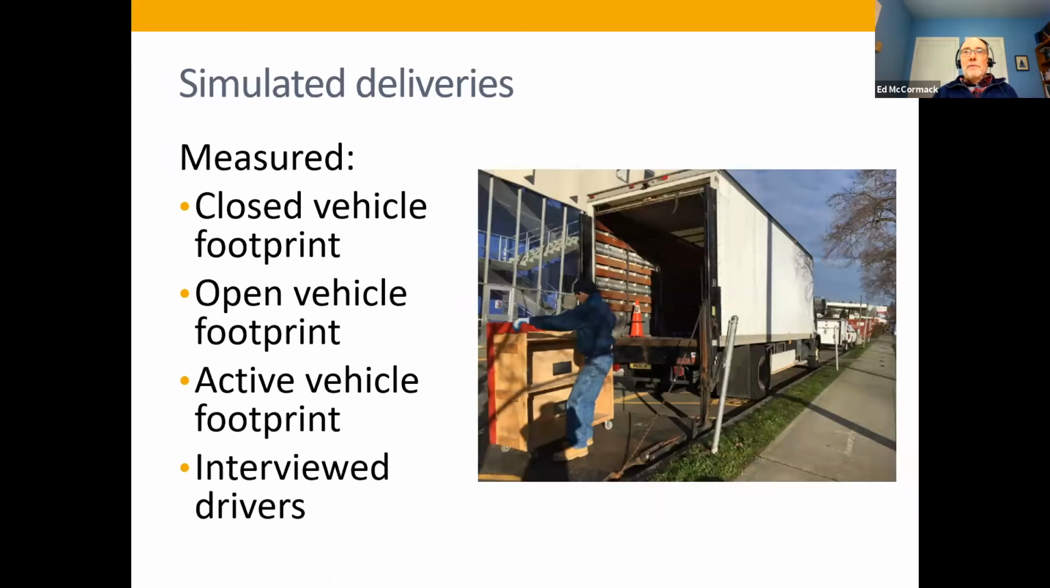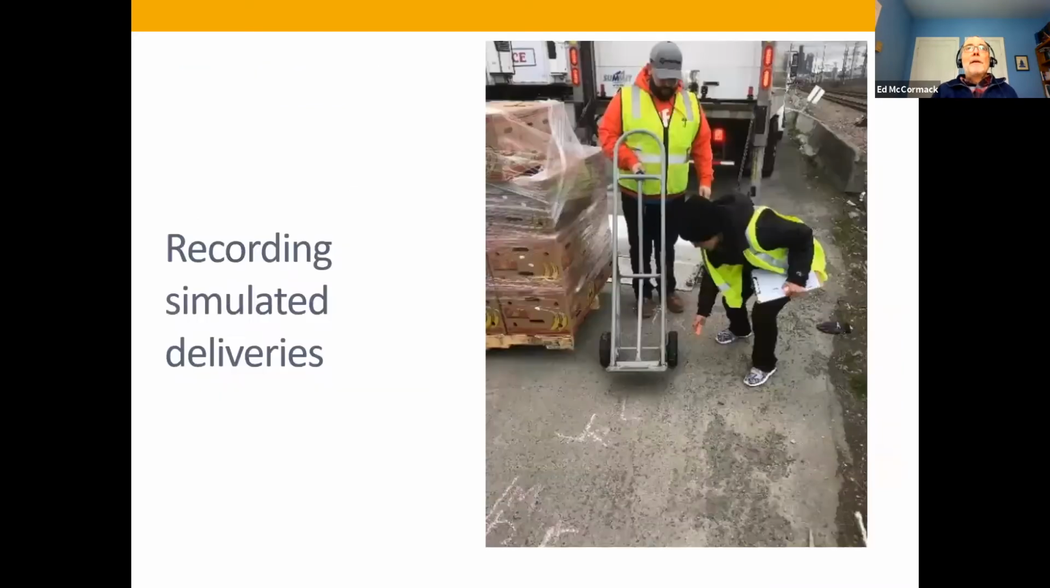So what we did is we initially measured the closed vehicle footprint. So that's with all the doors closed. So basically it's the size of the freight vehicle. And then we measured the open vehicle footprint. So that's with the doors open, the lift gates out or the ramps out. And that gave us the space the truck required without any activity. And then we measured the active vehicle footprint. And that's where we measured basically the path of the driver and the path of the freight coming off the truck. And then since we had experienced drivers, we also interviewed the drivers and talked to them about the loading and unloading process, just so we had a better idea what they might need. So here we are.